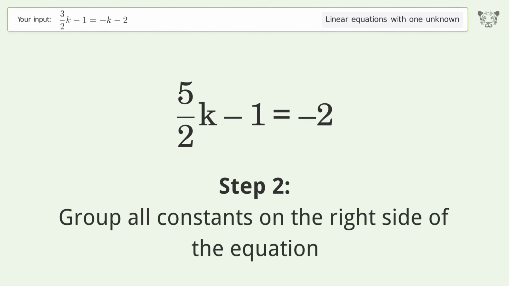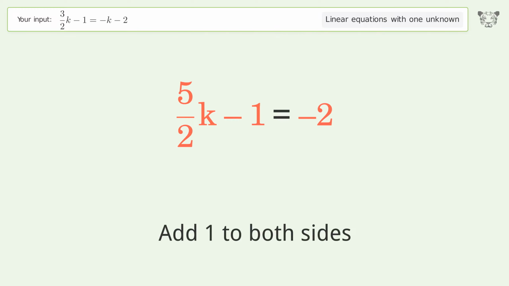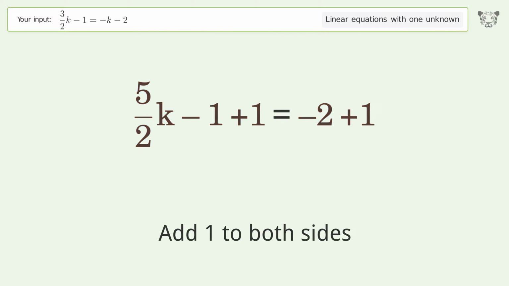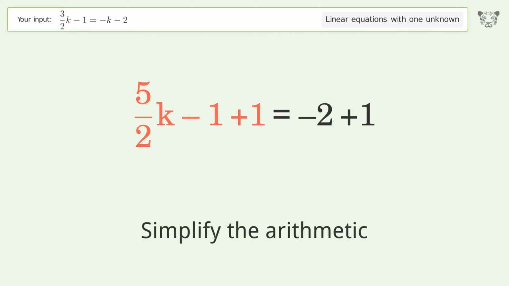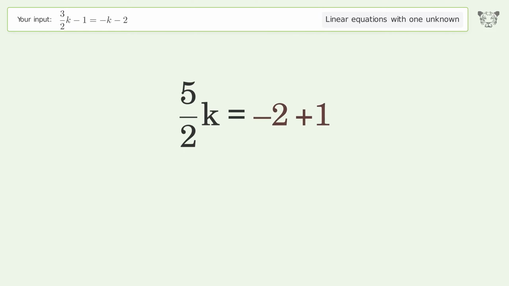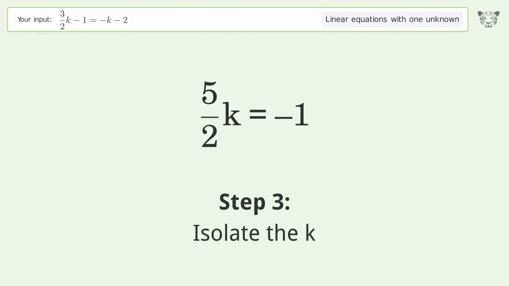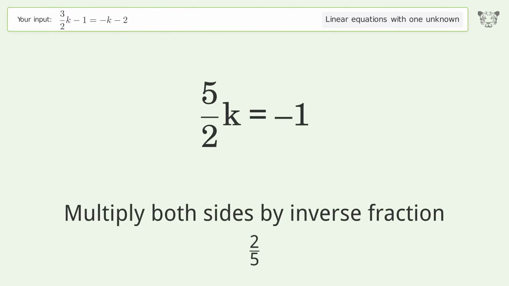Group all constants on the right side of the equation. Add 1 to both sides. Simplify the arithmetic. Isolate the k. Multiply both sides by inverse fraction 2/5.